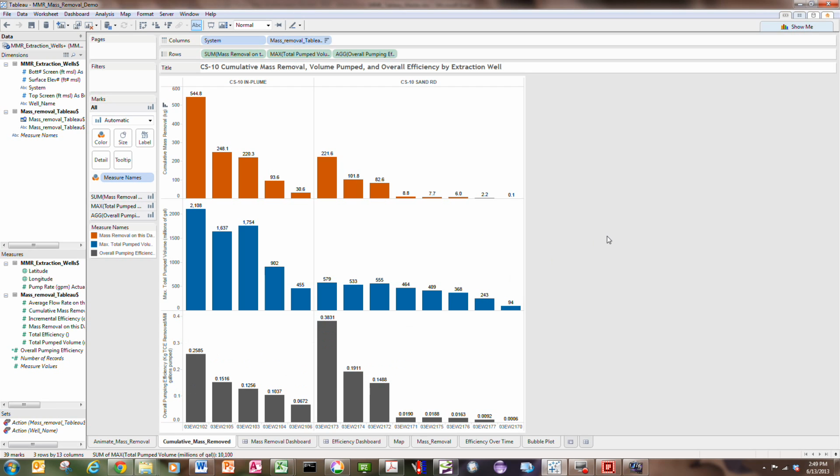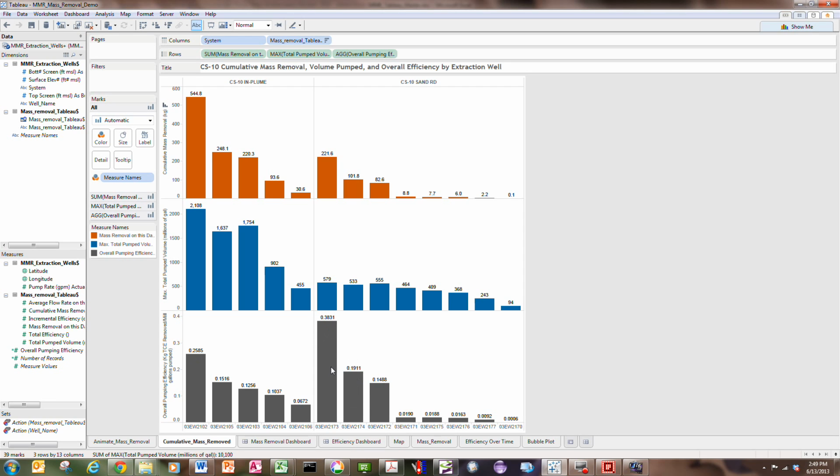0.25, and that's a measure of total mass removed divided by the total number of gallons pumped in millions of gallons. So you get a quarter kilogram of TCE removed. A kilogram is 2.2 pounds, so a quarter of that would be about half a pound of TCE recovered per million gallons of water pumped.